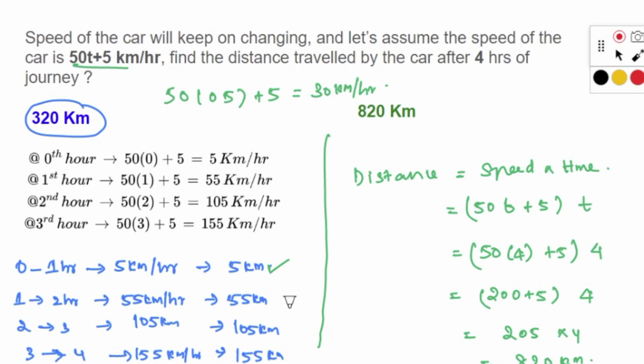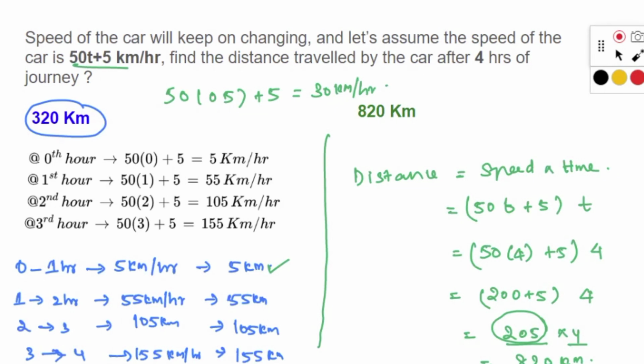Okay, so let's look at the second solution. Here we are substituting 4 for t, right? And we are getting 205 as a speed, and we are multiplying with the time, 4 hours. This is nothing but the speed of the car at the fourth hour, and we are multiplying with 4, which means we are taking the speed of the car as 205 for the entire 4 hours of the journey. So this is also wrong. So this is where calculus comes into the picture.